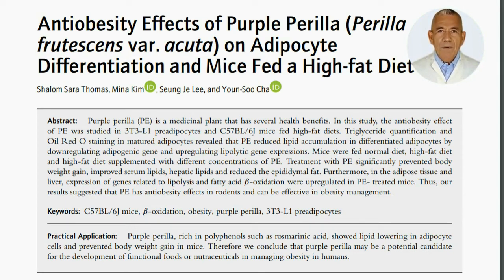2 of the high-fat groups were given purple perilla at a rate of either 100 mg per kilogram of body weight or 400 mg per kilogram of body weight. The concept we are testing in this experiment is to determine if there are dose-dependent effects of taking purple perilla. That is, if purple perilla has an effect, it should produce more of its effect as more purple perilla is given. The experimental feeding lasted 12 weeks. And, what results did the researchers observe?